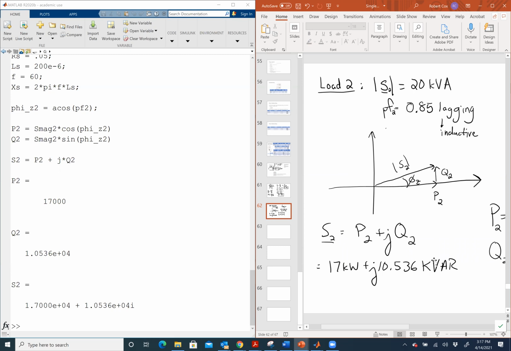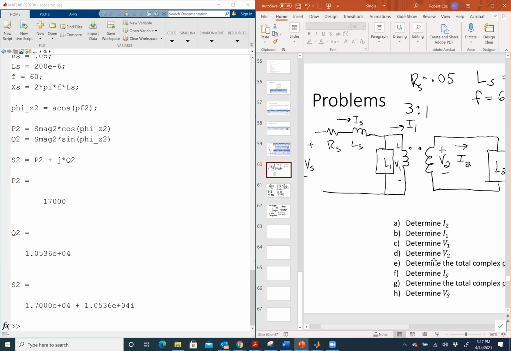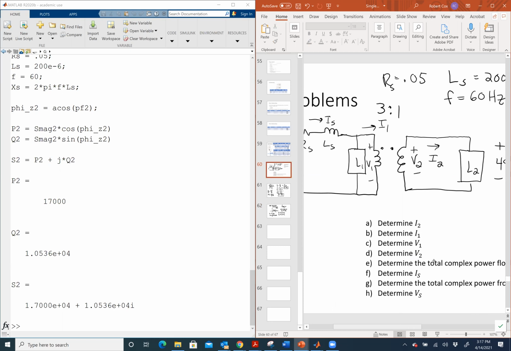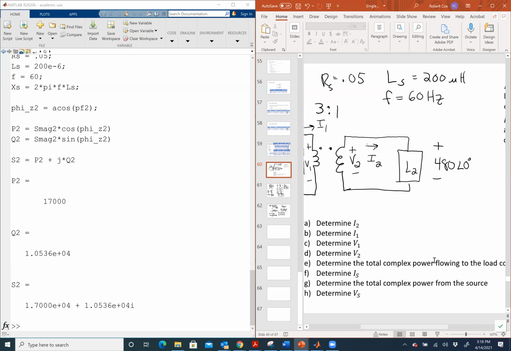Now, I still haven't even really answered the question it asked us, which was to determine I2. What is I2? Well, I2 is the current going into that load. What do I know to figure that out? I don't have an impedance here, do I? Isn't Z just R? First of all, it's an inductive load, right? But second of all, I don't know anything about the impedance. I know that it's inductive. I know the voltage, right? I know the voltage is 480 volts.